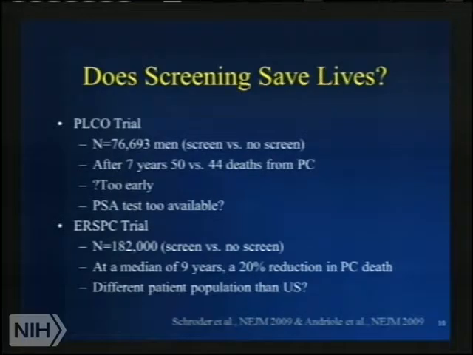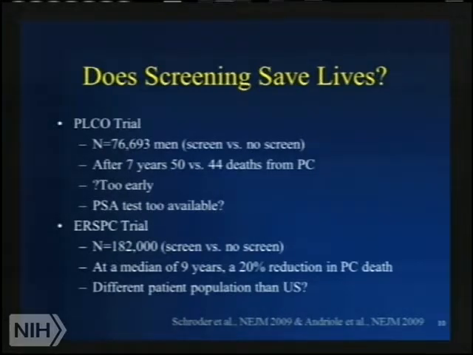Now, there's a trial done in Europe. It enrolled more than double the number of men, and they looked at those men by screening versus no screening. And about the same amount of time, a little bit longer follow-up, 9 years, there was a 20% reduction in the prostate cancer mortality. So one thing that one might say is, well, this is certainly a different patient population than the U.S. Certainly, the use of PSA screening is not as widely used there, so these patients may have been further advanced.